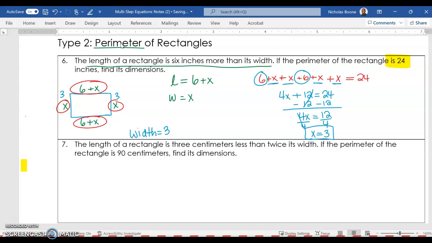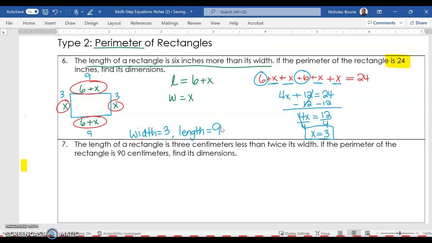And then we know that our length, we just said that our length is 6 inches more than the width. So if the width is 3, 6 inches more than that is to add 6. So that means that our length has to be equal to 9. Okay? So our length is going to be 9.